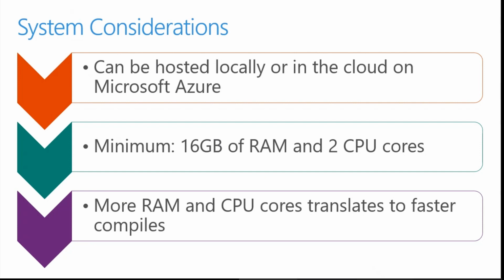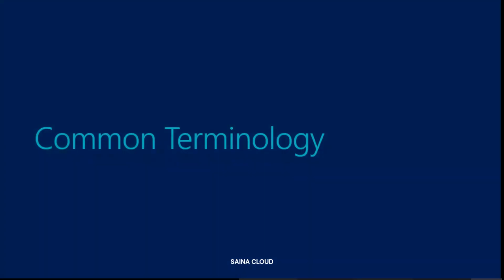As per the system consideration, it requires somewhere around 16 GB of RAM and 2 CPU cores. But as I said, it can be somewhere around 30 GB of RAM and 4 CPU cores, or 8 CPU cores will be much better. The last point is that as you have more RAM and more CPU cores, the system will compile faster, because Dynamics is a very big, huge application, and the compilation requires a lot of memory.